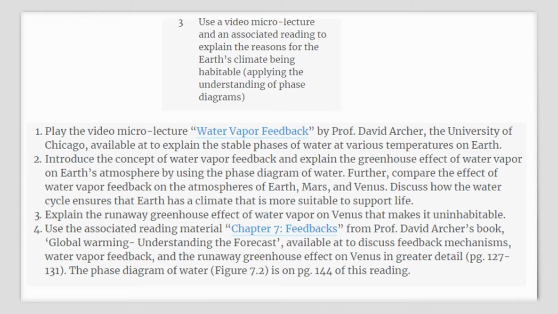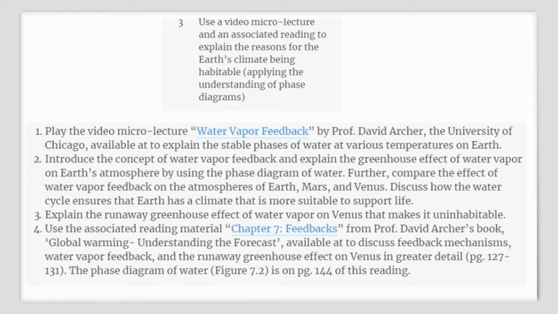This includes a video micro lecture and an associated reading to explain the reasons of Earth's climate being habitable using phase diagrams, specifically of water. First, you can play the video micro lecture titled Water Vapor Feedback, developed by Professor David Archer from the University of Chicago. Here, you can explain the stable phases of water at various temperatures on planet Earth.